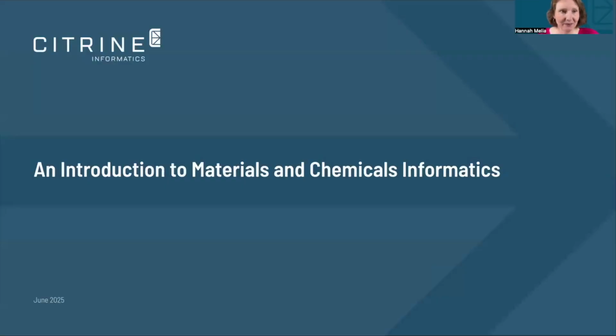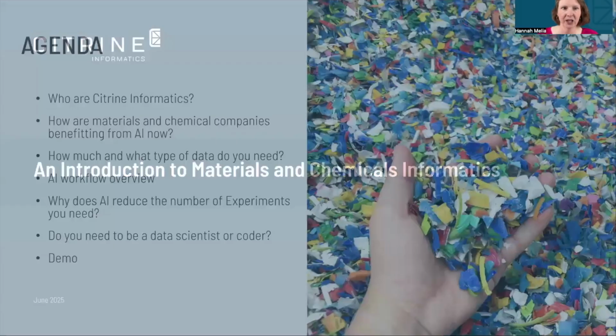My name's Melia, and I'm the head of marketing for Citrine Informatics. I have a background in materials, a degree in material science from the University of Cambridge. But when I was at university, data science wasn't really a thing, and AI wasn't discussed or used. So I think I'm in a good position to help everyone understand materials and chemicals informatics from a really simple point of view. So we're going to do an introduction.